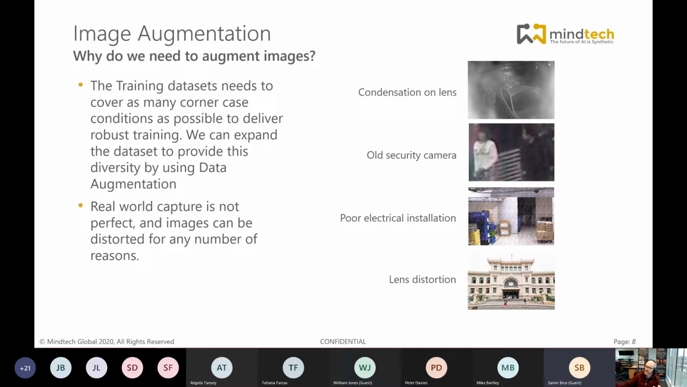Some examples that are here: the condensation on a camera lens, use of older security cameras, things like interference on the images, the lens distortion that I've already mentioned. So modeling that real world implementation needs to be distorted to match what you're going to actually be using in the deployment system.